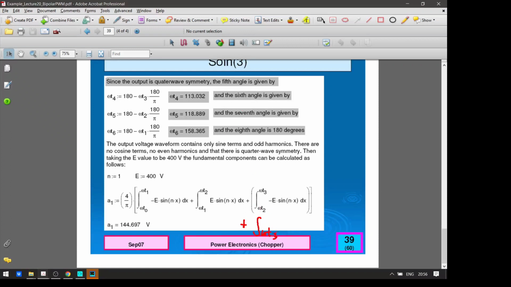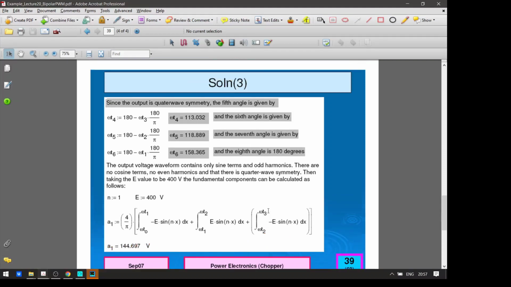So this should be omega t3 up to pi over 2, and this is e sine x dx, right? And then close. Okay, please take note, right? There is a missing integral in this solution, you can delete that as well. Should be omega t3 up to pi over 2 e sine x dx, right?